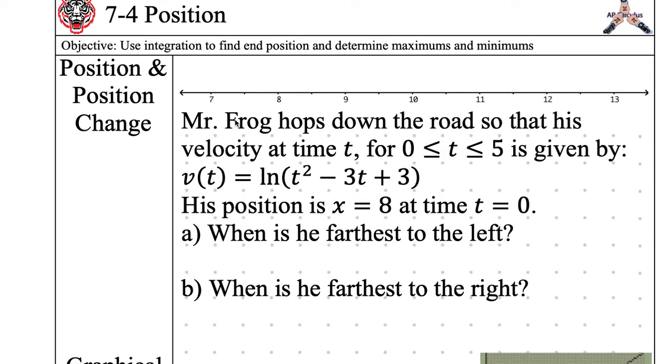Yeah, let's do this. Position and position change. Let's talk about Mr. Frog. So he's hopping down a road, and for the time between 0 and 5, we have an equation that models his position. So we need to find his position at x equal to 8 and time equal to 0. And this is a very heavy calculator lesson, so make sure that we have those at the ready.